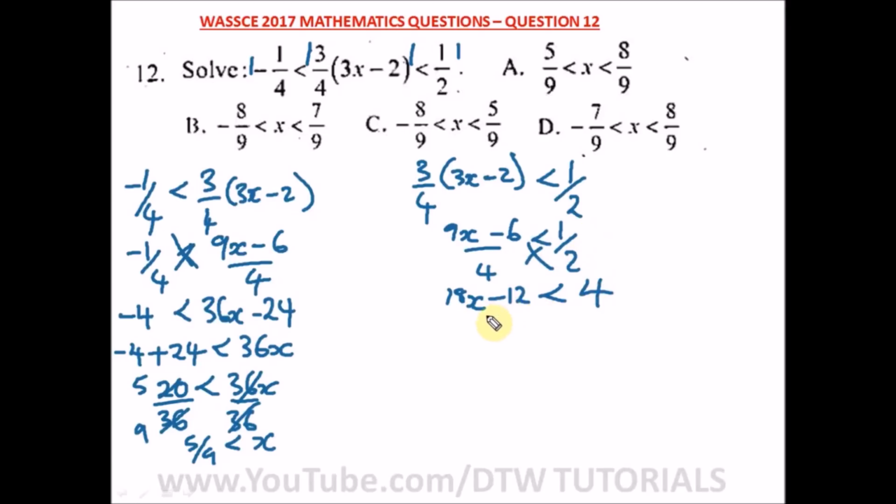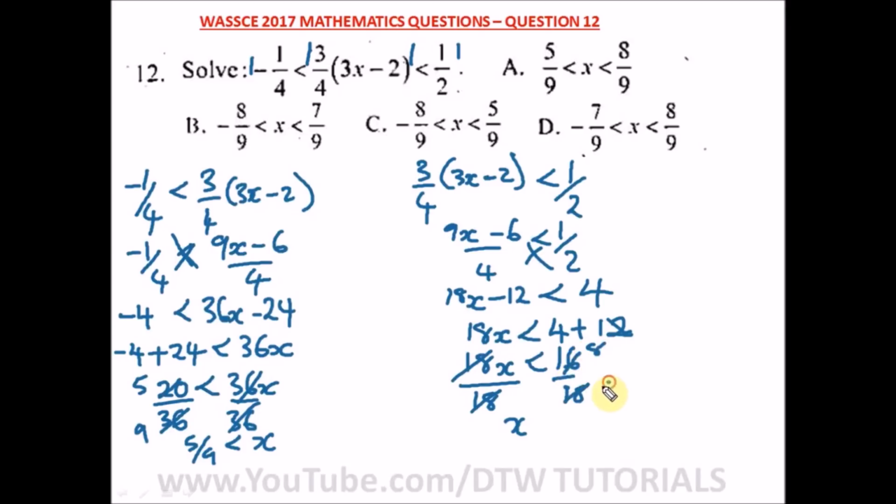4. Okay, so let's collect like terms. We have 18x is less than, carrying minus 12 to this side, we have a positive, so that's 4 plus 12. So we have 18x is less than 4 plus 12, which is 16. So to get x, we divide both sides by 18. 18 will cancel out here, and we are left with x. What can go here? 2 will go here, 8, and 2 will go here, 9. So we have x is less than 8 over 9.